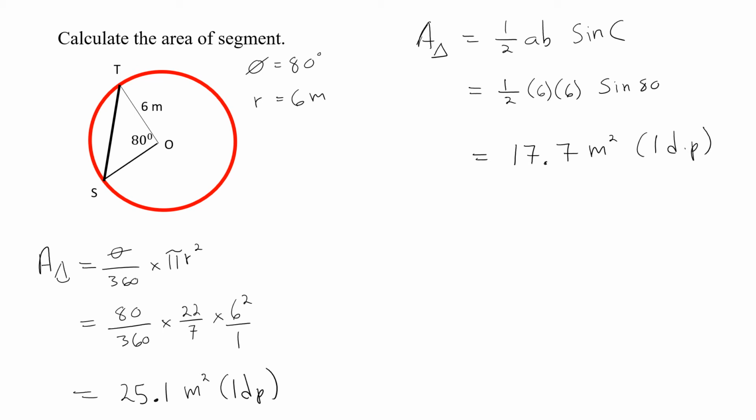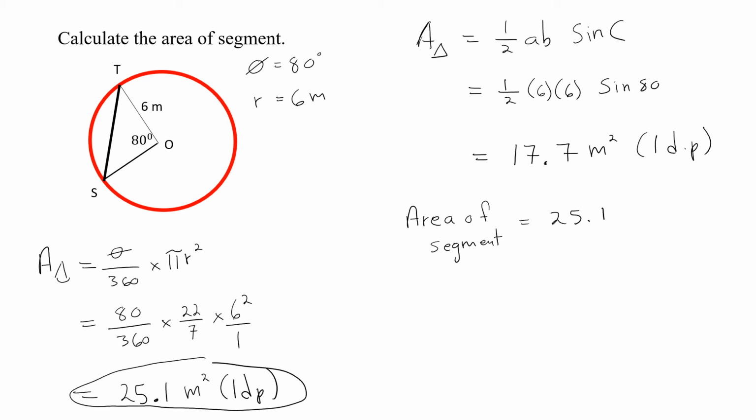And therefore, the area of the segment will be equal to the area of the sector, which we found to be 25.1. Remember, that's the value that we have below here. Look at it right here. So this is the area of the sector minus the area of the triangle, and that's what we have here. So if we take away the triangle from the sector, we will end up with just this region here, which will be our segment.